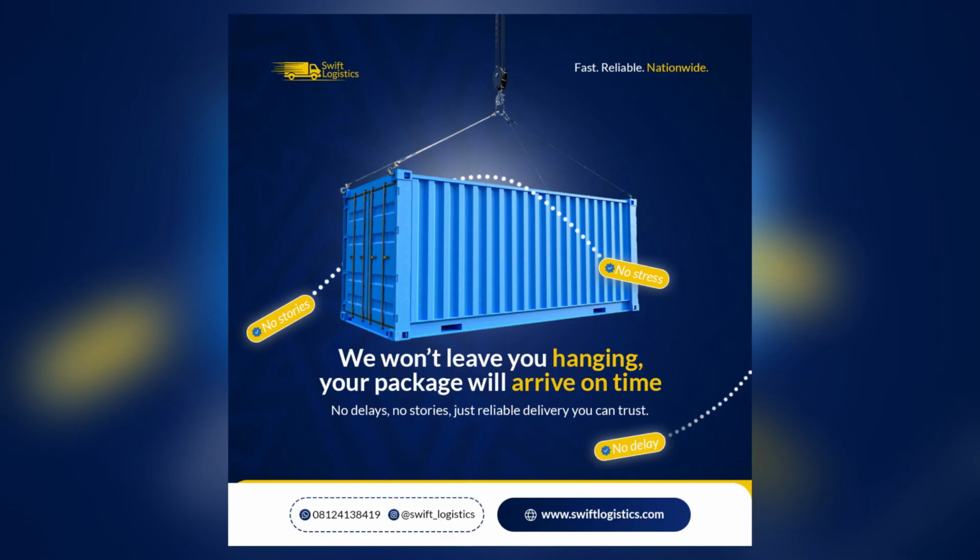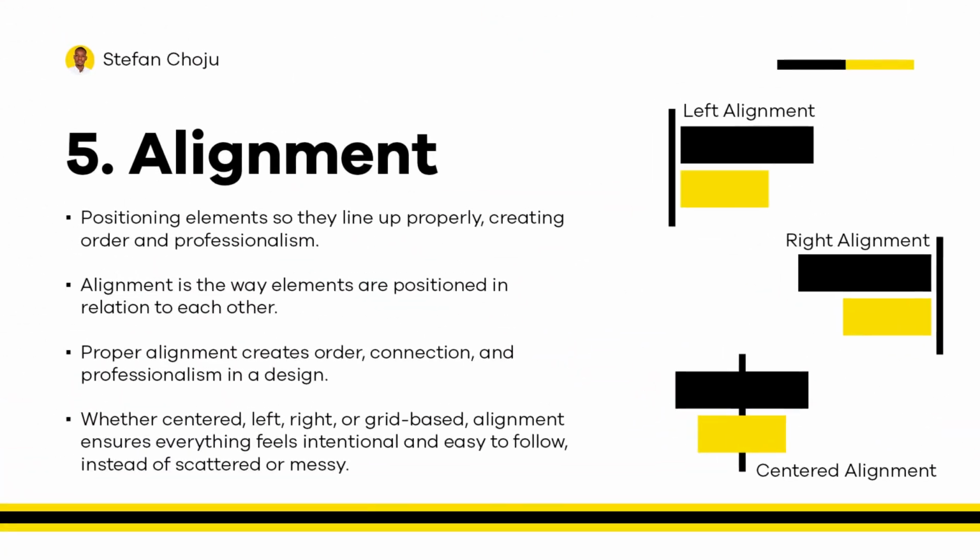Now you will be wondering what is the extra information that I'm giving. You go down to the subtext. No delays, no stories, just reliable delivery you can trust. You can see how hierarchy has guided the viewer's eye from the image to the headline to the subtext, and then finally to the call to action. They will see the website or the Instagram or the phone number, and if they're interested they will take action. So you can see the flyer is not just me grabbing random elements and colors, and you can see the thought process behind it. This is the importance of the principles of graphic design. The next principle I'm going to be talking about is called alignment.